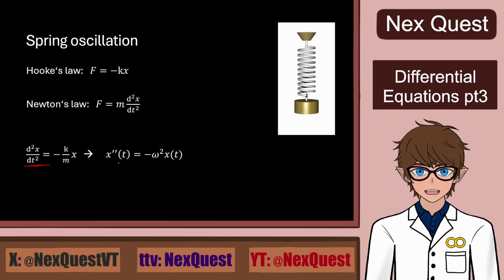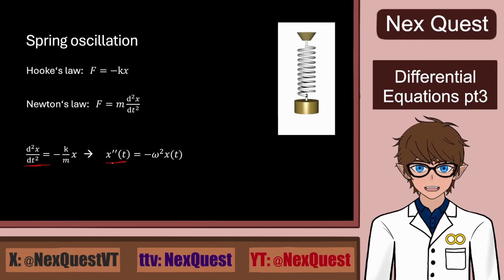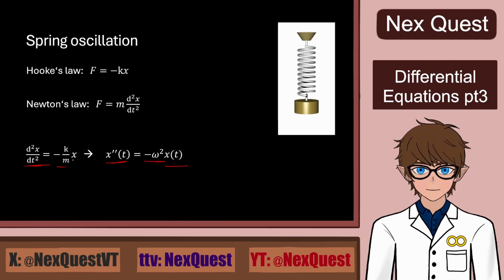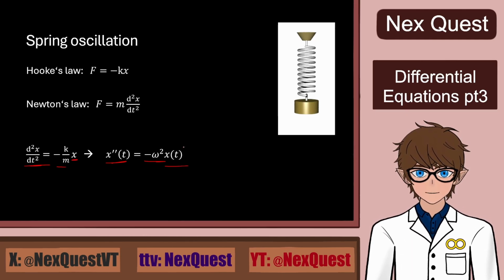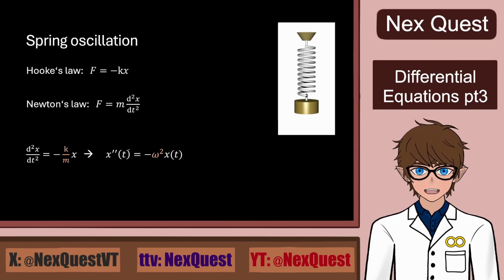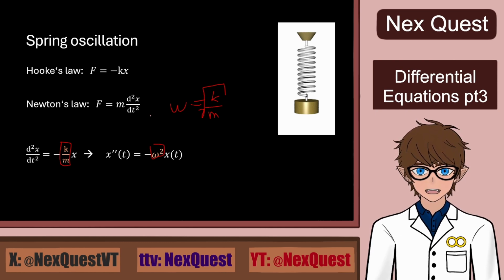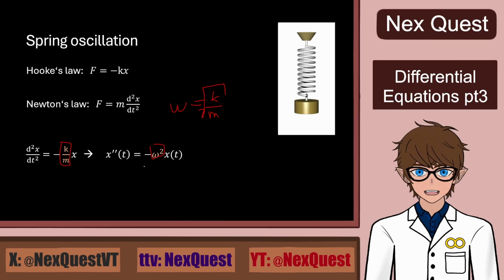We have a second derivative of a function x, and then we have a minus constant times the normal function that we took the derivative of. And here we also find the formula for our omega. So omega squared is k over m. So omega is the square root of k over m, where this constant is just Hooke's constant. But that's not the point of the lecture, it's just a cool thing to note while on topic.